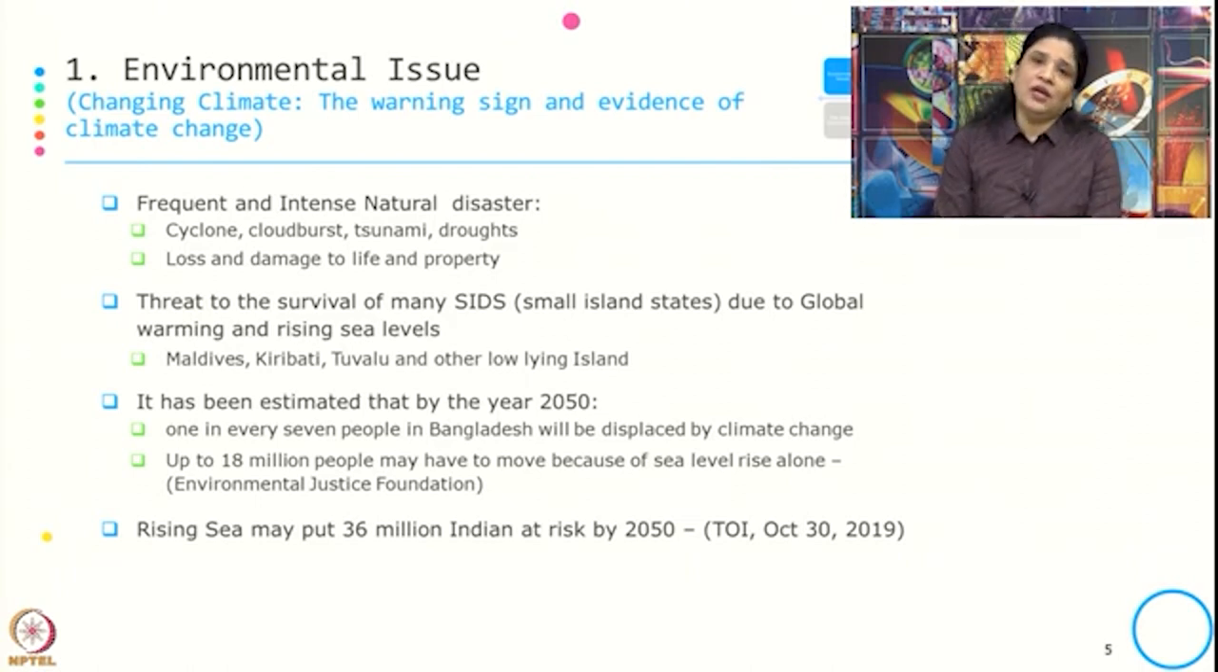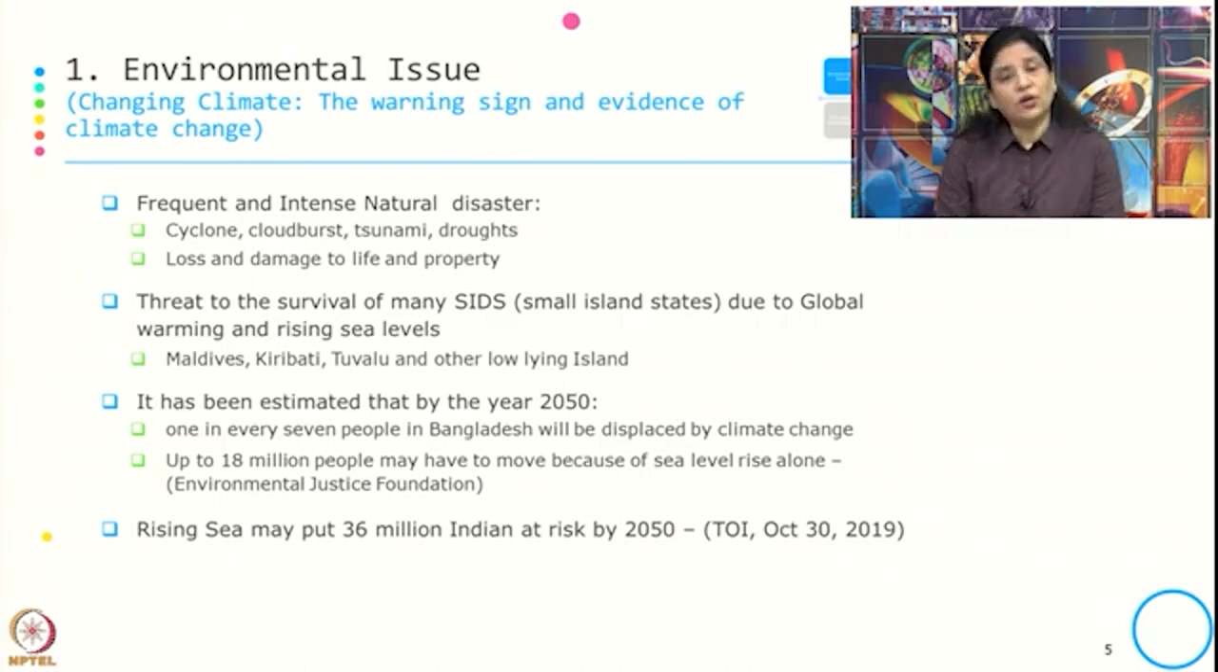Now coming to the second point, you must be hearing about the negotiations going on at the global scale on climate change. One of the very urgent issues is that if we are not reducing our contribution to global climate change and its effects, possibly a few island nations will submerge into the water.